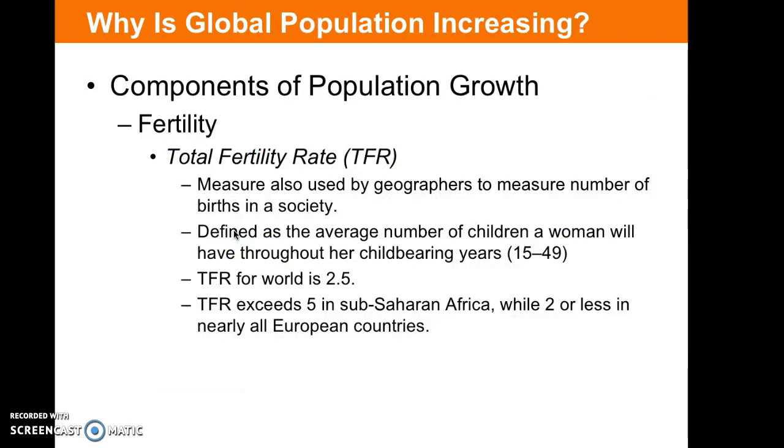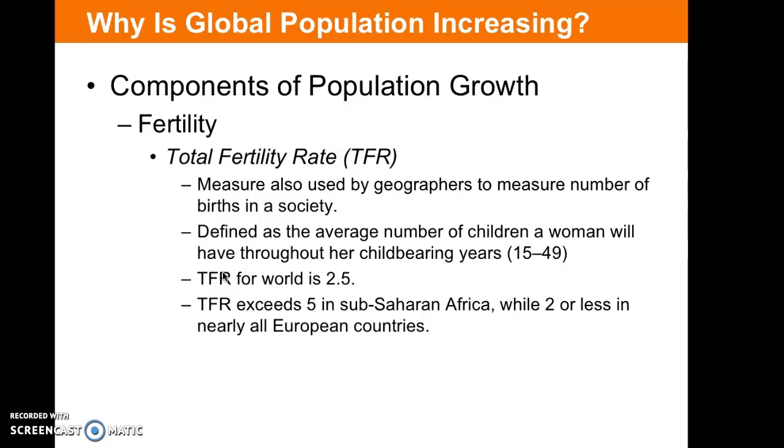When we measure total fertility rate, we're looking at the average number of children a woman will have through her childbearing years. And if you're looking at total fertility rate, you're looking at an estimation for an entire country or an entire state or an entire region or for the entire world. So you wouldn't look at the total fertility rate for one person. You'd have to look at a population. The total fertility rate for the world is 2.5.